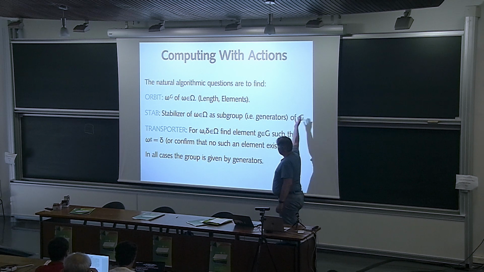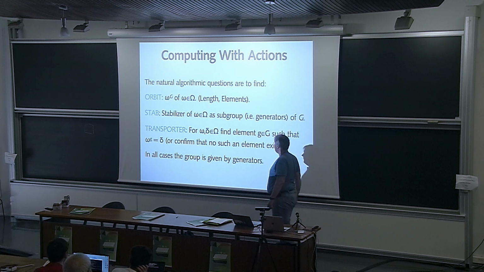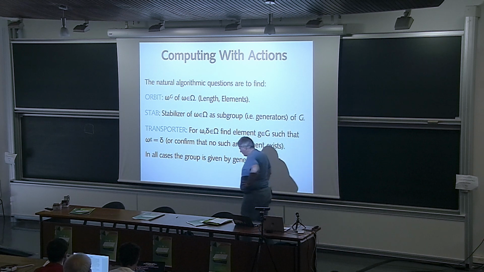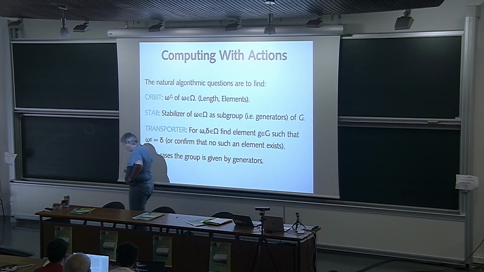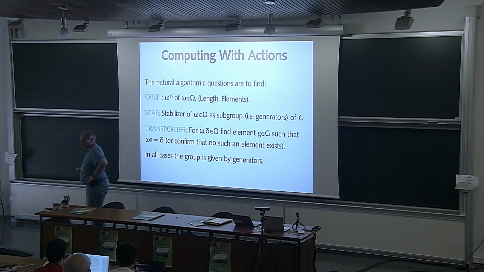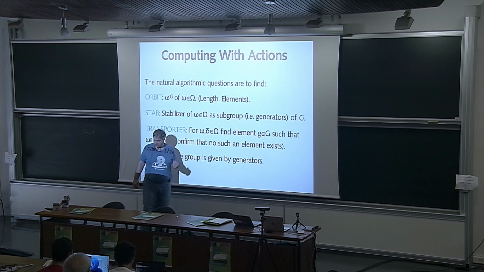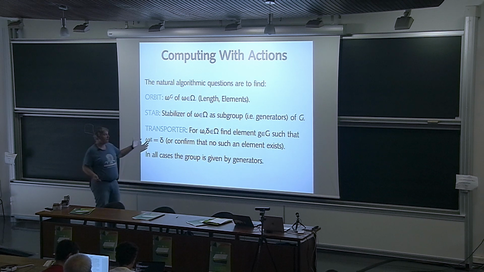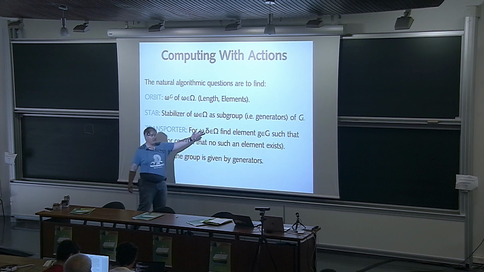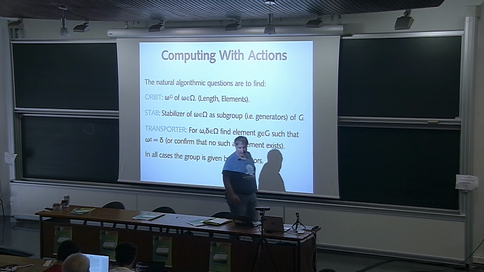Yeah, I might want to find the orbit of an element, calculate the stabilizer of a point, and a problem which turns out to be interesting, in particular if a group is acting on itself. This is sometimes called the transporter problem. If I have two elements in a set which lie in the same orbit, how can I find an element which maps one to the other? Respectively, how can I prove that no such element exists?